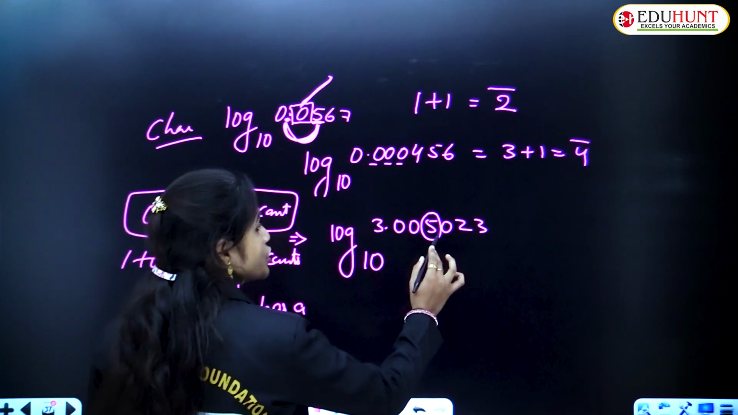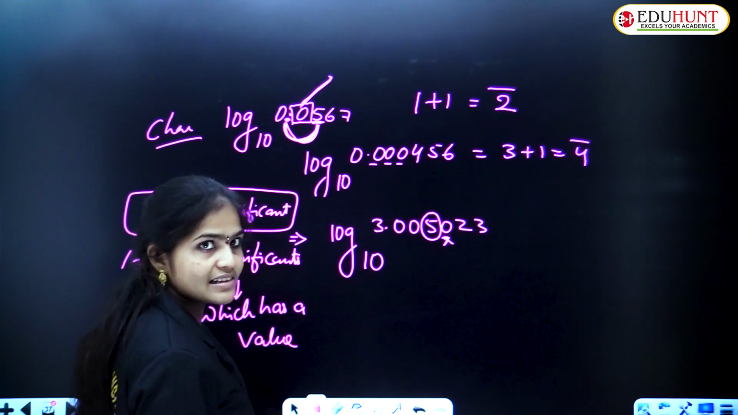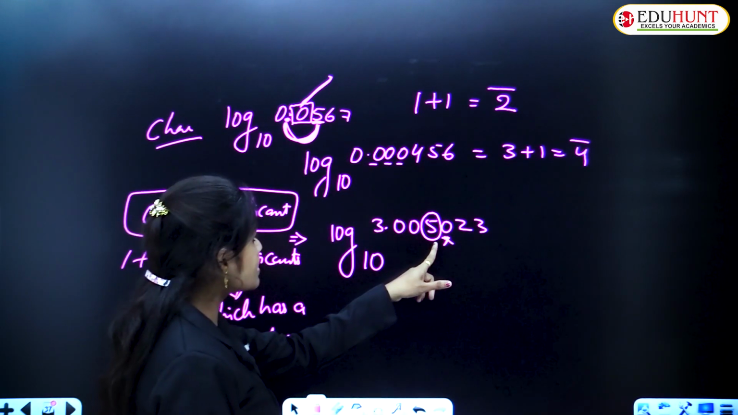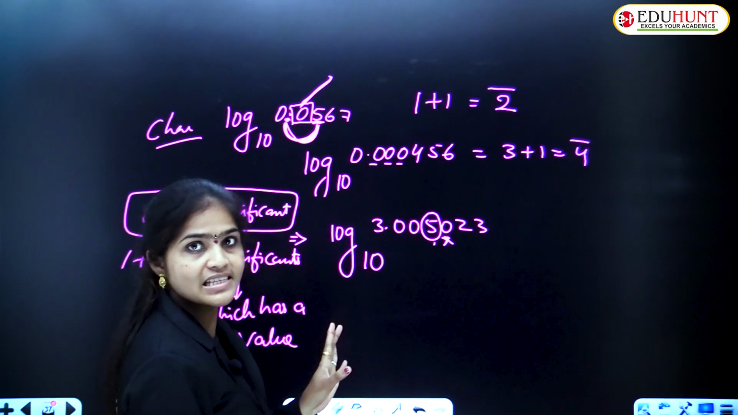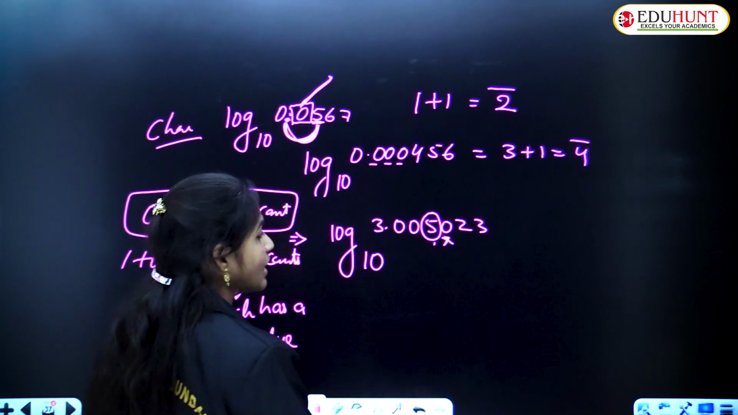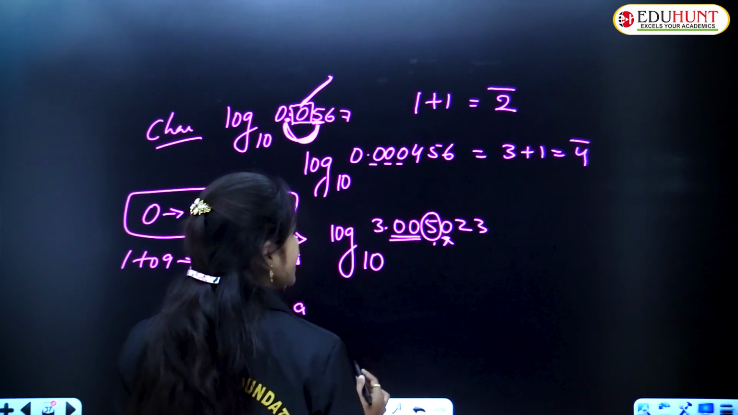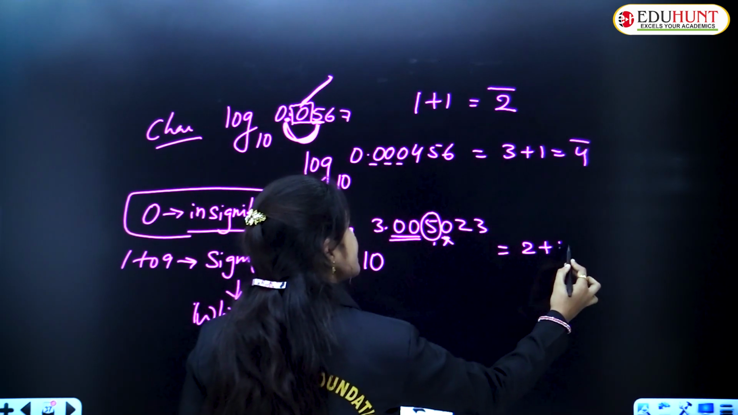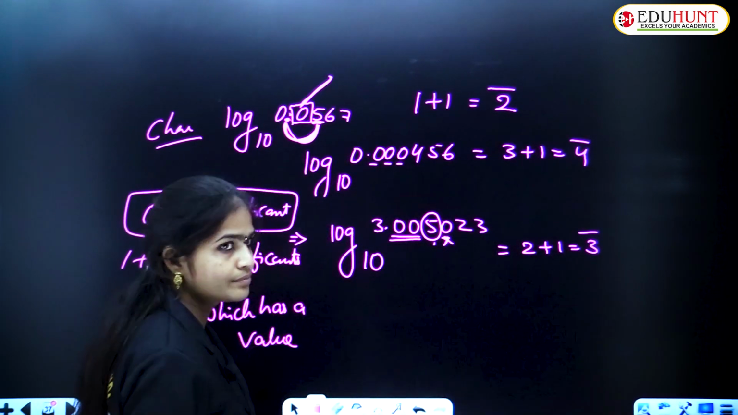Okay, so here we should not take this 0. Why? Because we calculate the zeros before the first significant digit. Those zeros only we have to calculate. So here how many zeros are there? 2 zeros. So 2 plus 1 is 3 bar.